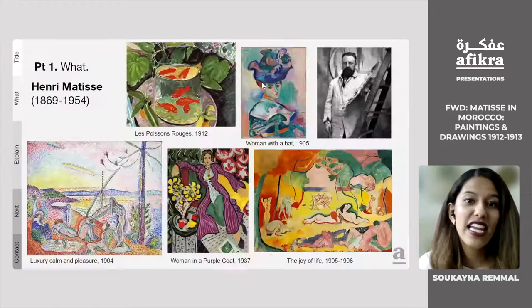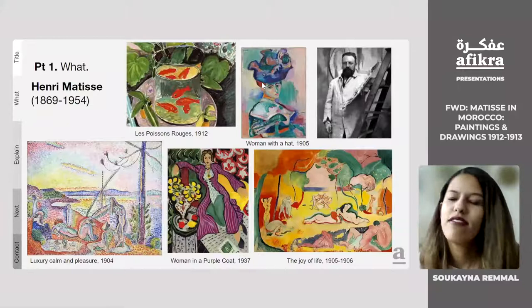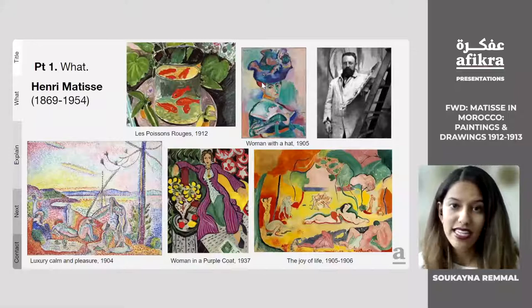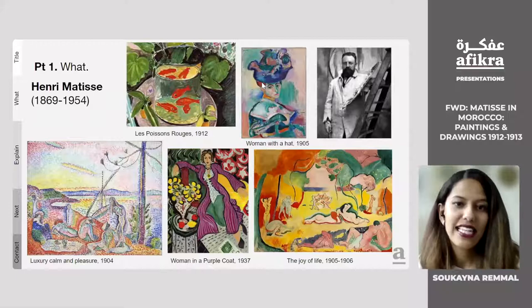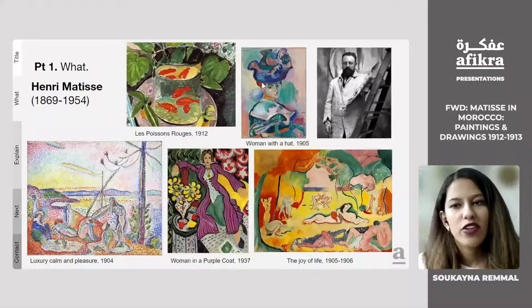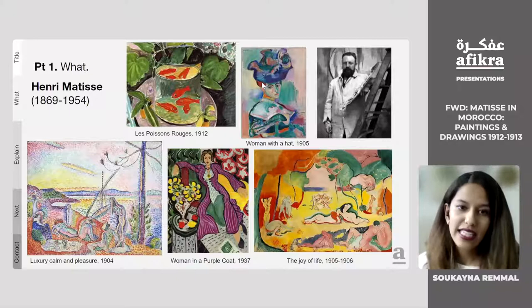So diving in, who is Henri Matisse? Matisse was a French painter who lived in the 19th and 20th century. He was one of the 20th century's most influential artists. His career spanned an impressive six decades, and he became synonymous with expressionism and fauvism styles. Throughout his career, Matisse's paintings most commonly depicted figures, landscapes, portraits, interior settings, and nudes.